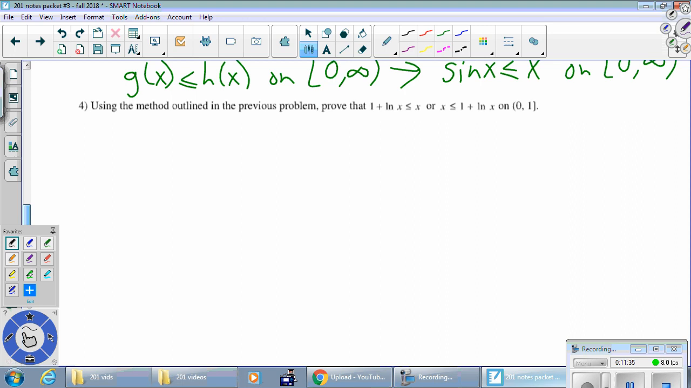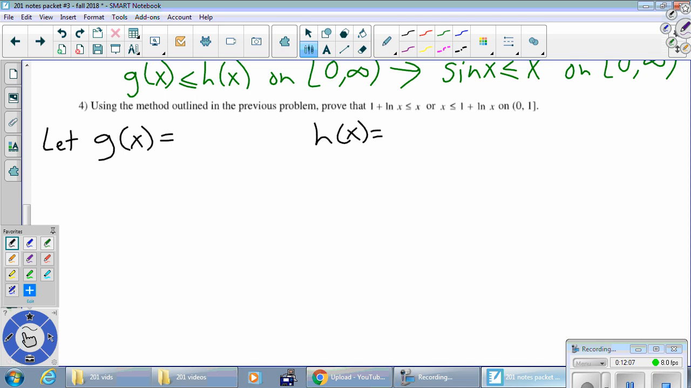Okay, number 4. Same as on the previous problem, but now we're not going to give you the steps laid out. So either 1 plus ln of x is less than or equal to x all the time on 0 to 1, or x is less than or equal to 1 plus ln of x all the time on 0 to 1. Okay, so first thing to do is to let g of x equal one of the two sides of the inequalities and h of x equal the other one. Now, honestly, it makes no difference which one you pick.